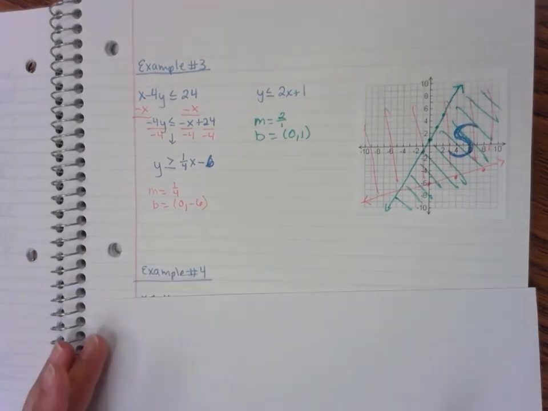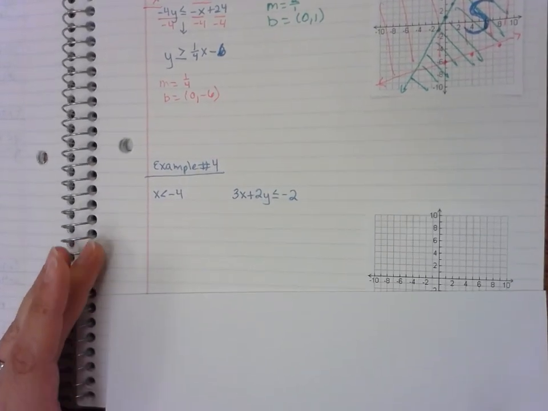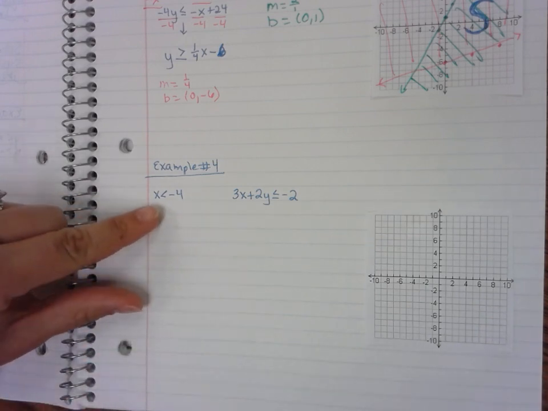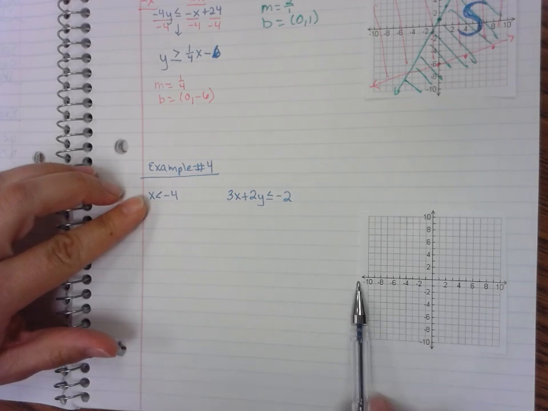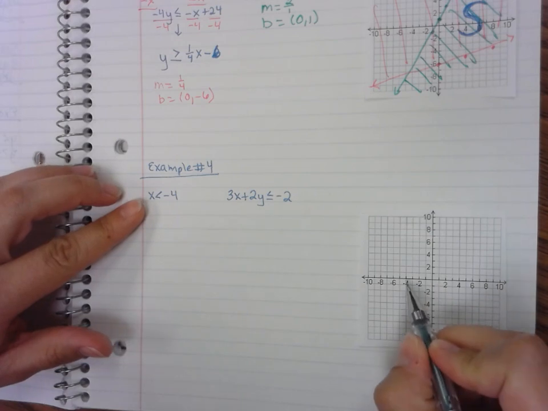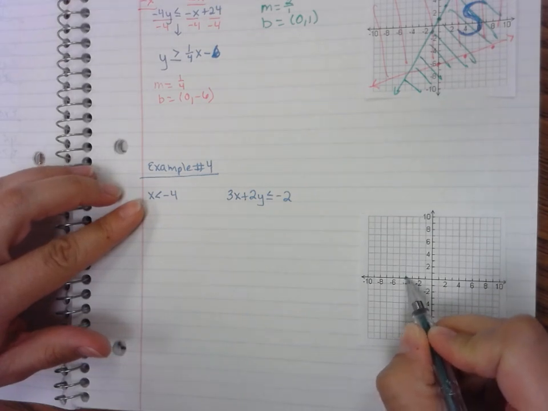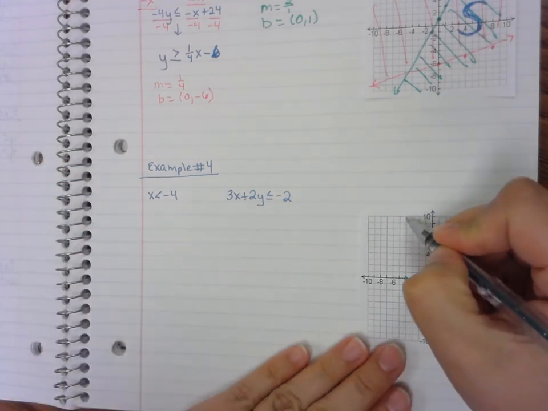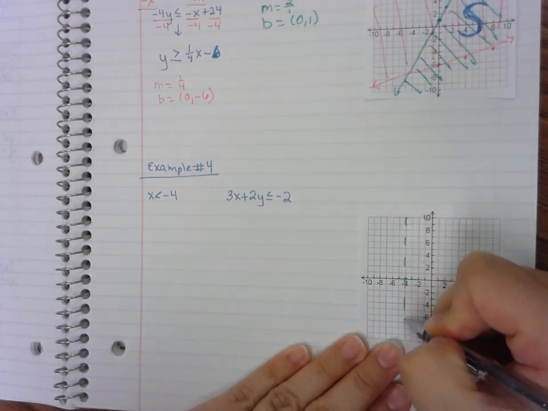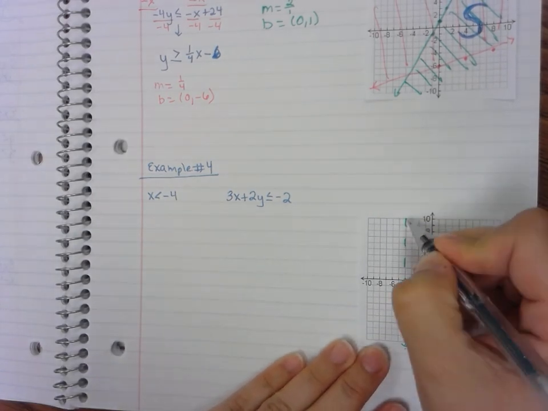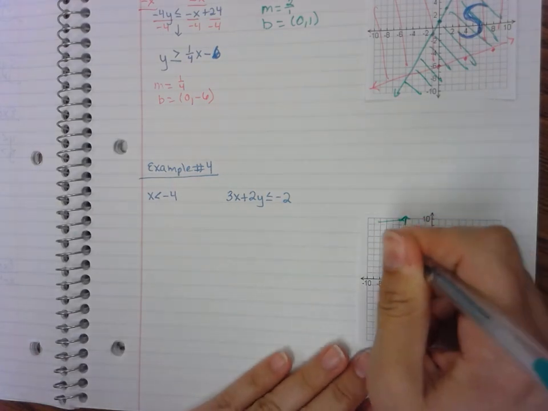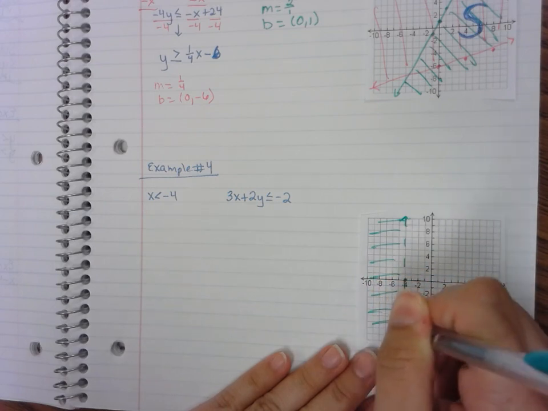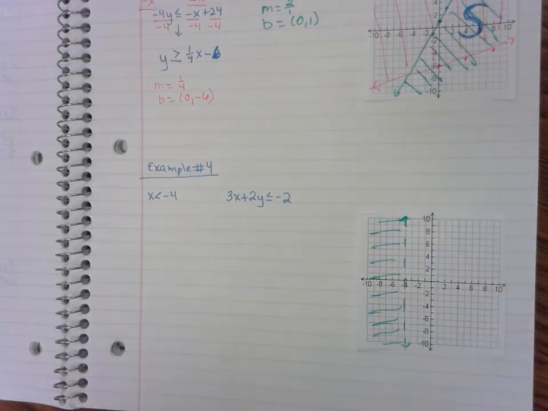My last example is a slightly different one. Here we have x is less than negative 4. So let's talk about that for a minute. X means that I'm actually on the x-axis. So in this case, I want to find negative 4 on the x-axis, and I want to be less than that. So I'm going to create a vertical line going through x equals negative 4, and it's dotted because it is less than, and I'm going to shade everything to the left because that is less than negative 4.